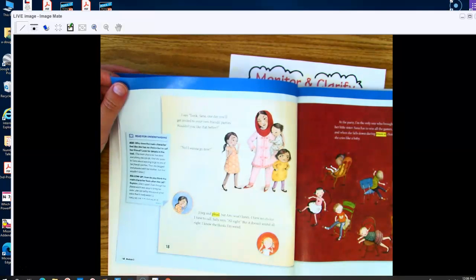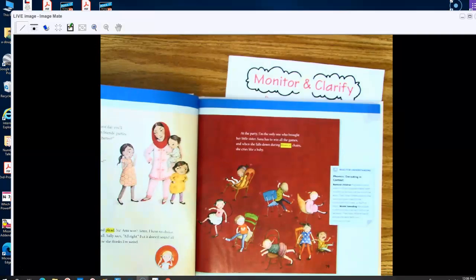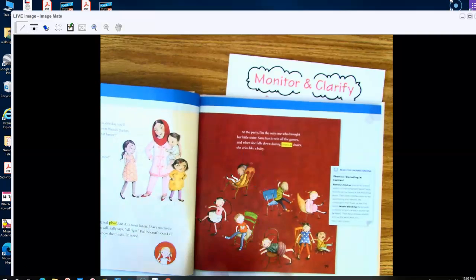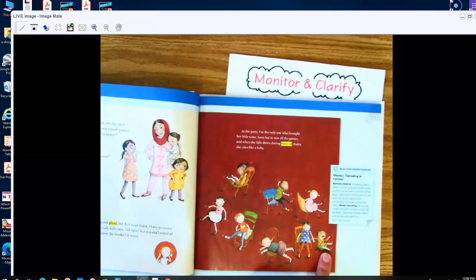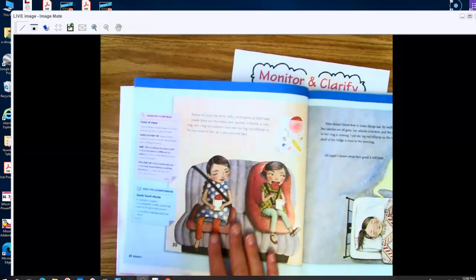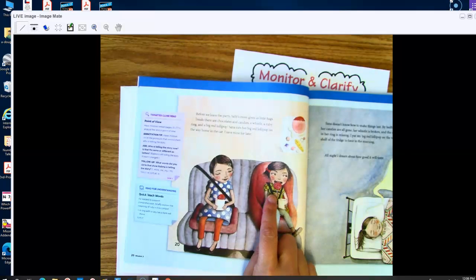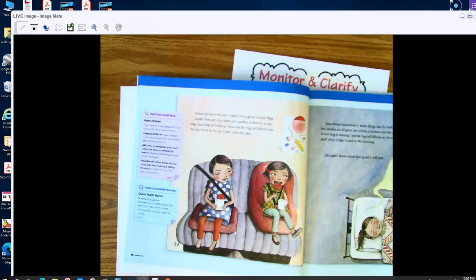Even though her friend said it was okay, she can tell by the sound of her voice that it really wasn't. At the party, I'm the only one who brought her little sister. Sana has to win all the games. And when she falls down during musical chairs, she cries like a baby. Before we leave the party, Sally's mom gives us little bags. Inside there are chocolates and candies, a whistle, a ruby ring, and a big red lollipop. Sana eats her big red lollipop on the way home in the car. I save mine for later.